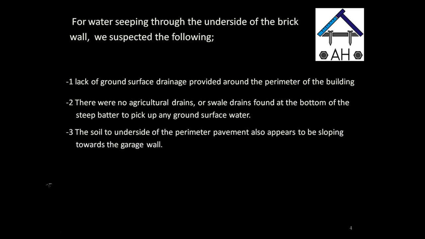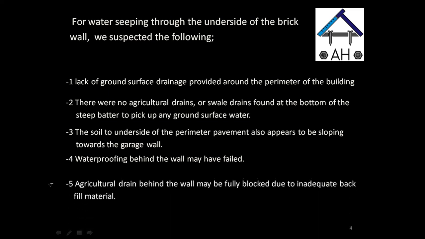Number 3, the soil to the underside of the perimeter pavement also appeared to be sloping towards the garage wall, which basically invites water to seep through the lowest point, then accumulates behind the wall. Number 4, waterproofing behind the wall may have failed, or maybe there is no waterproofing at all. Now that is a tricky part, because if we do dig up and check for the waterproofing, it might be a very expensive process, and we want to avoid that at all costs.